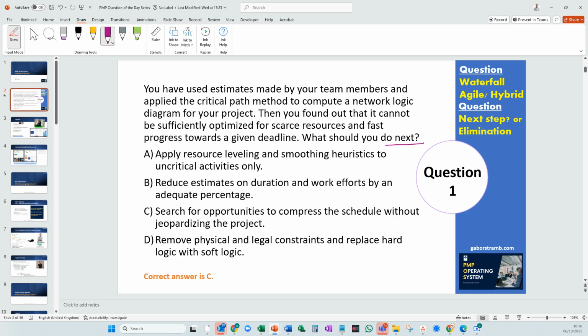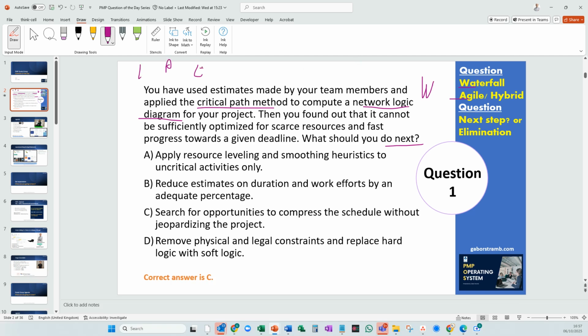Now, with any PMP question, the first thing you need to ask yourself is, is it a waterfall or is it an agile question? The way we determine this is by looking for certain keywords. What definitely sticks out from this question is the critical path method and the network logic diagram. That's good enough for us to say this is a waterfall question. If you know this is a waterfall question, the next thing you ask yourself is at which stage we are in the big building blocks of initiating, planning, executing, monitoring, controlling, and closing.